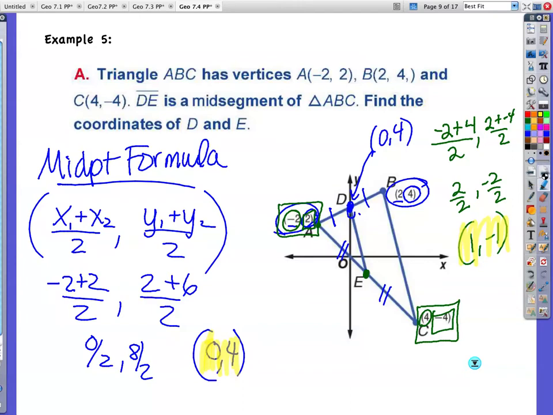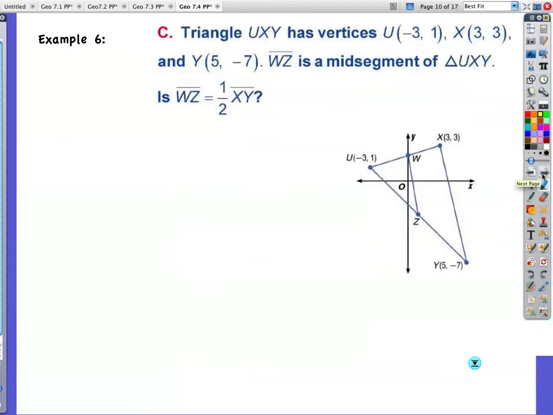All right, happy example. Moving on to example 6. Triangle UXY has these vertices, they're marked, they're labeled, it's beautiful. WZ is a mid-segment. And they want to know, is WZ actually 1/2 of this? So I have to know how long this is. I wonder what the distance is from W to Z. I wonder how I can find the distance when I'm looking at a set of points up there on a coordinate graph like that.